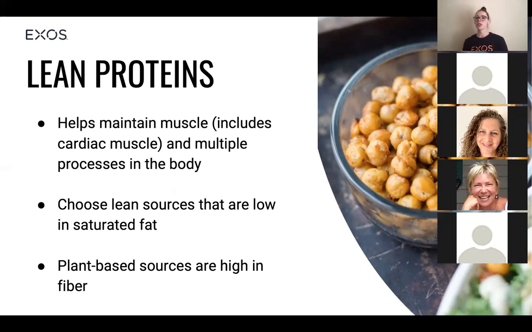We do want to choose lean sources of protein that are lower in saturated fat. Saturated fats are the molecules that don't have any double bonds in the chain of the fatty acids. That means they can just lay on top of each other, and that's how plaque buildup happens. So it's really important to mix up our protein sources and choose sources that are lower in saturated fat.